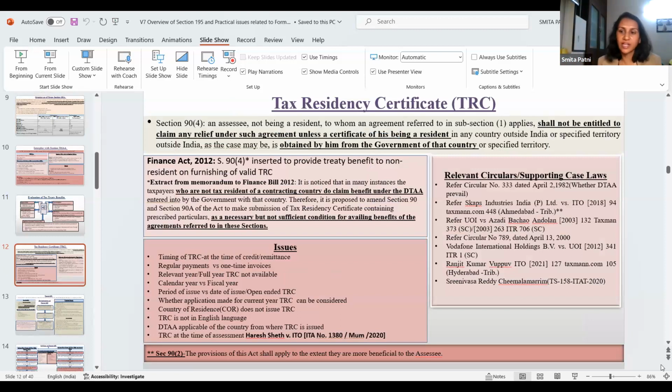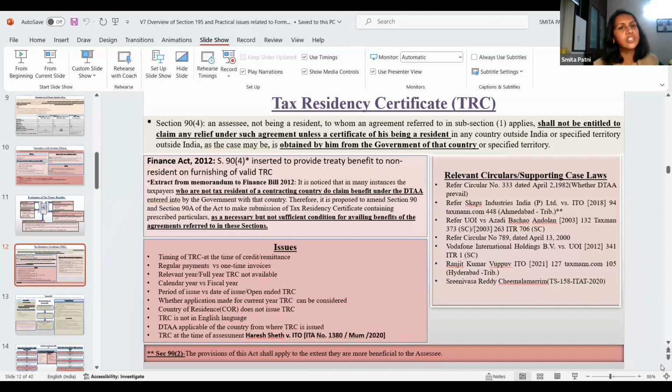Now coming to tax residency certificate. Tax residency certificate has already been explained. Now we'll start with TRC. TRC is Section 90 subsection 4. It says that an assessee who wants to claim treaty benefits in India as per the DTAA has to bring a certificate of his residency from his home country. The same has to be obtained from the government of that country, or the IRS of that country, or the revenue services of that country, or the income tax department of that country. If he obtains that certificate from the home country where he belongs, and provides it to the Indian payer, then he will get the benefit.